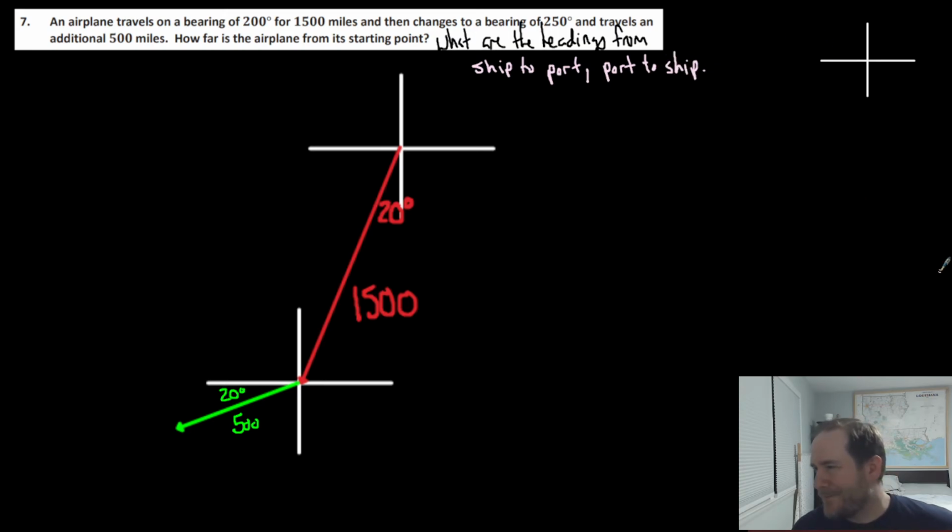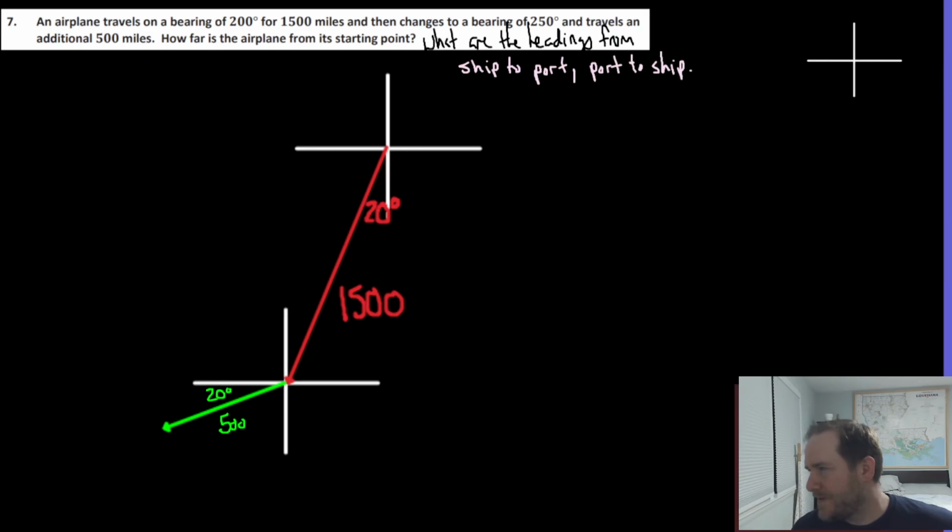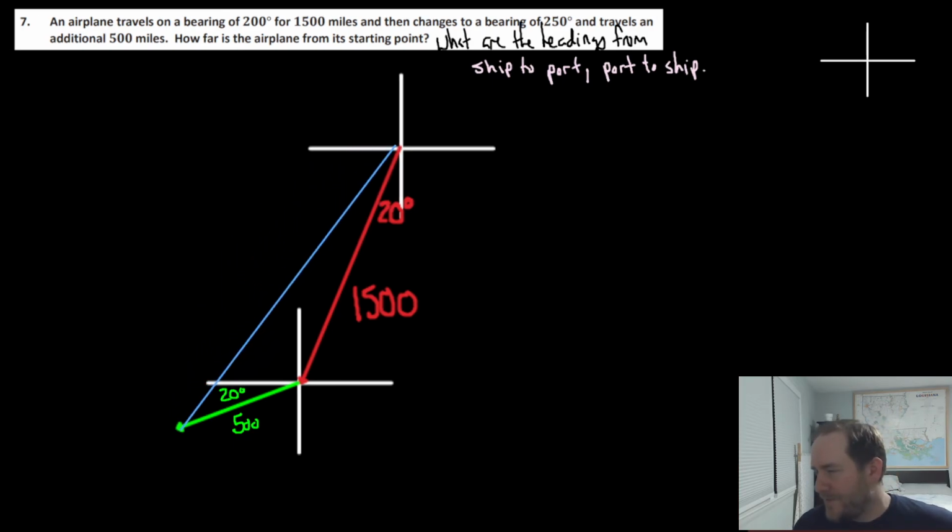Okay, so what are we doing to find the distance? We're clearly after this blue line segment. And we're going to find that blue line segment the same way we found the other one. We're going to use law of cosines. And to do law of cosines to find this distance, we're going to need this big old obtuse angle, which we already said is 20.